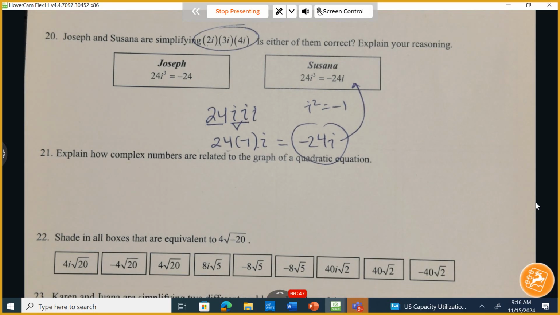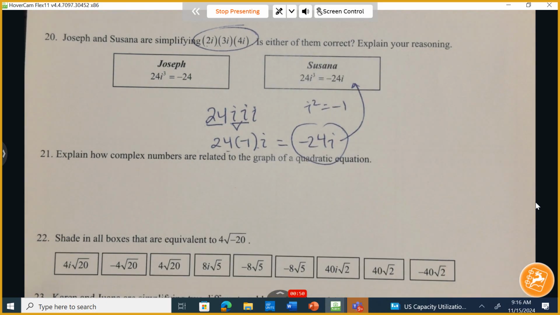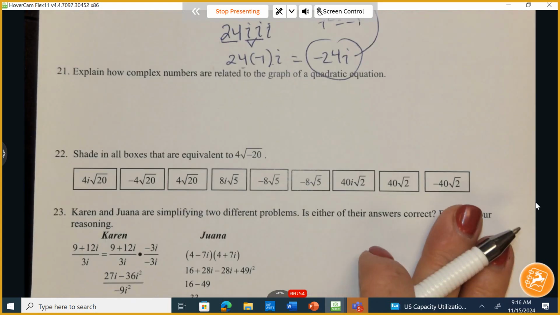A lot of students in the previous class simply wrote down a name, whether it's Joseph or Susanna, but they had no work to show to justify their answer. I would like us to also look at number 21.